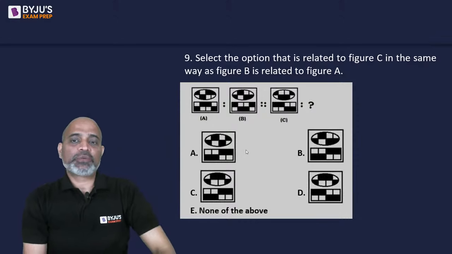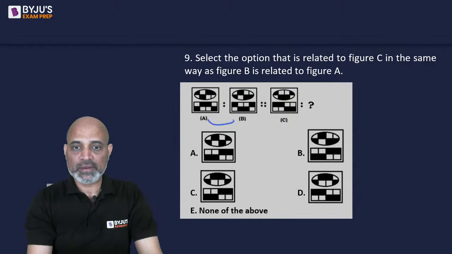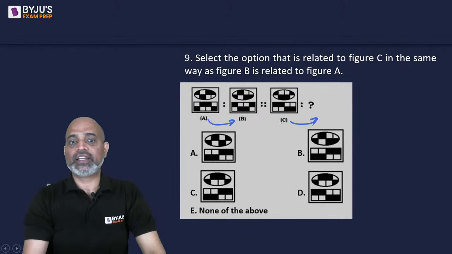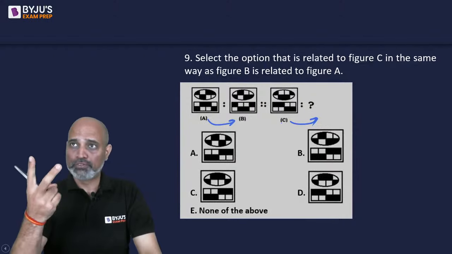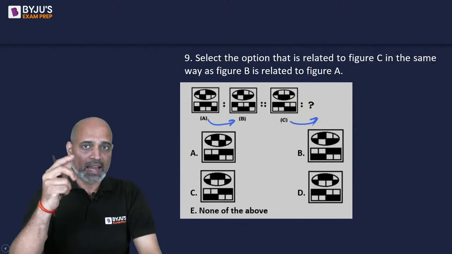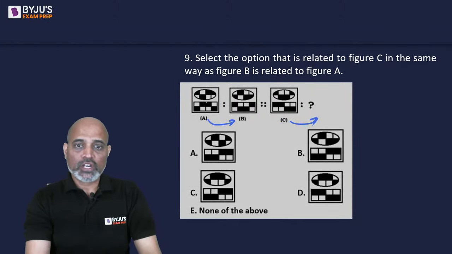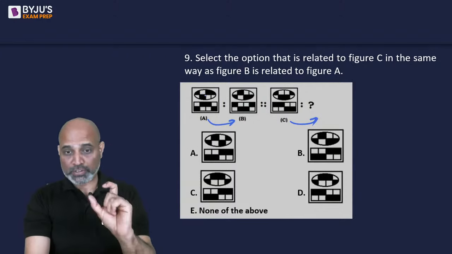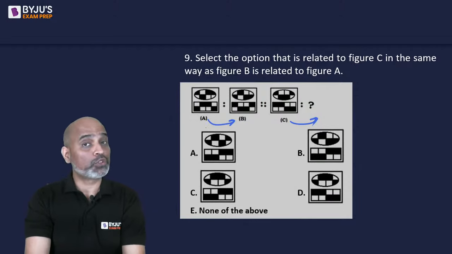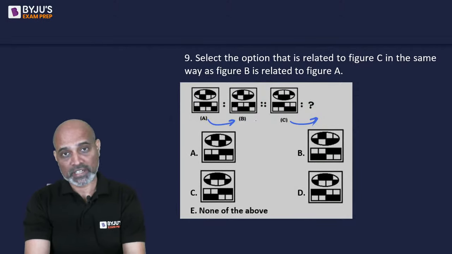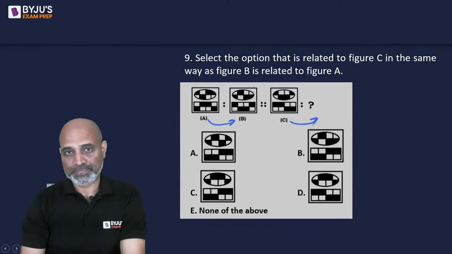Okay, next one. Select the option that is related to figure C in the same way as figure B is related to figure A. So A and B are related in some way. C and D should be related in the same way. A and B, C and D are all made up of two major figures. One is an ellipse, and then you have a bar or a platform or a rectangle at the bottom, right? Whatever parts were shaded in figure A are not shaded in B, and the ones that were not shaded in A are now shaded in B. So we say that the shading of the whole image has reversed, okay?